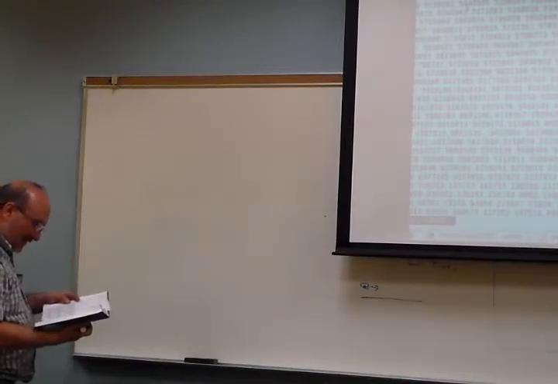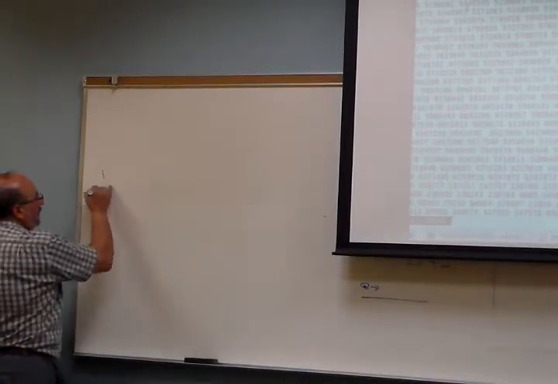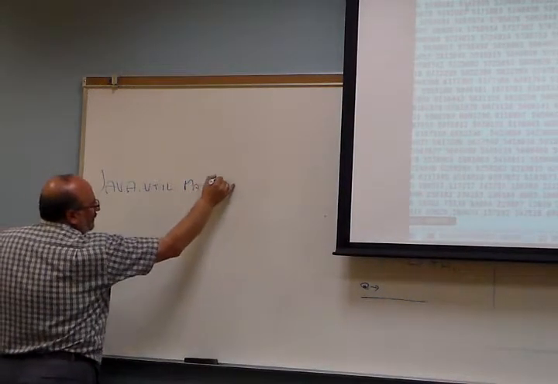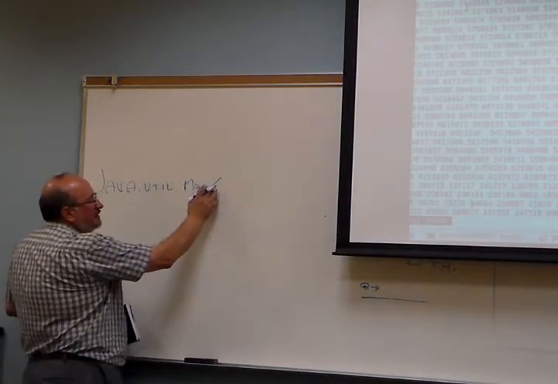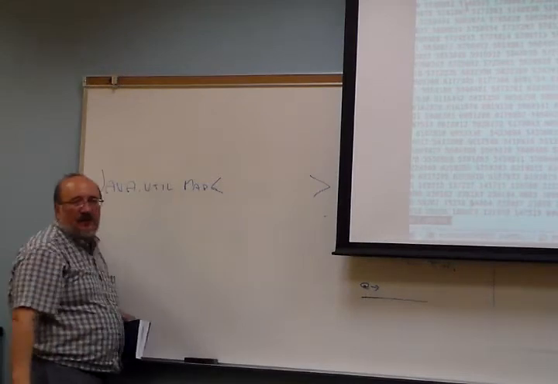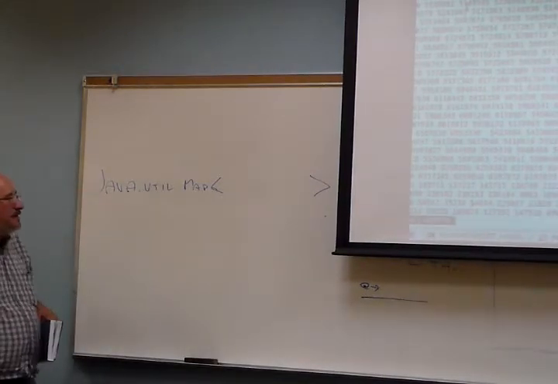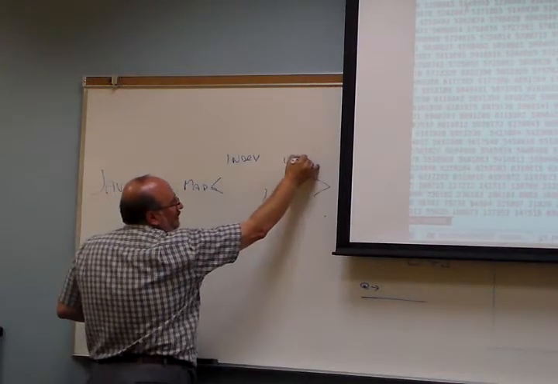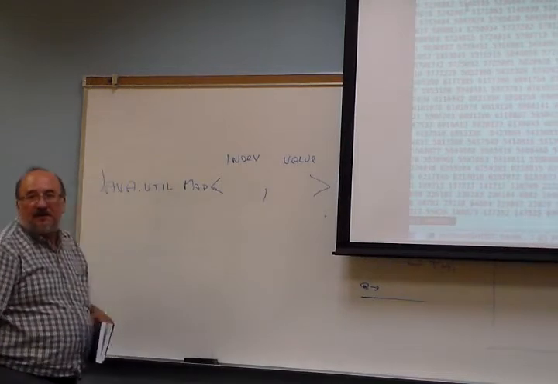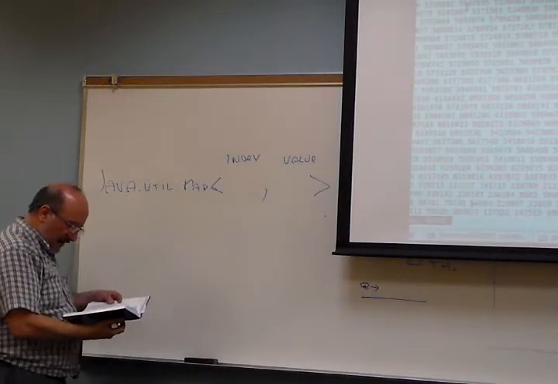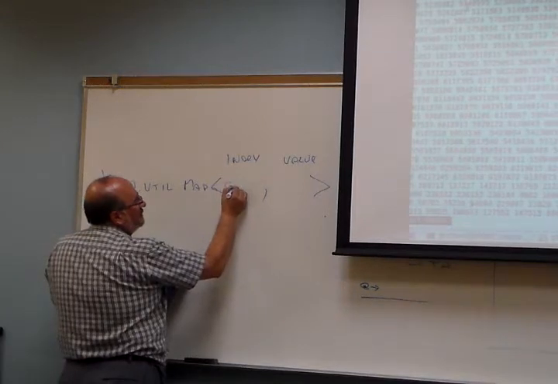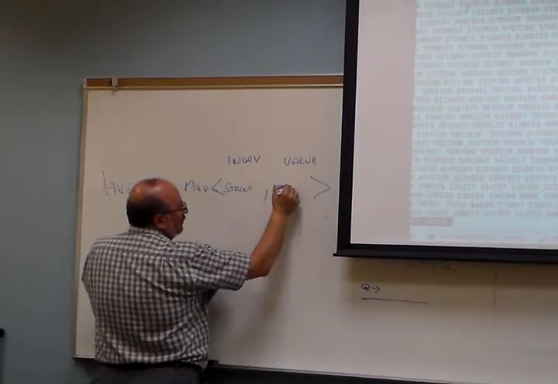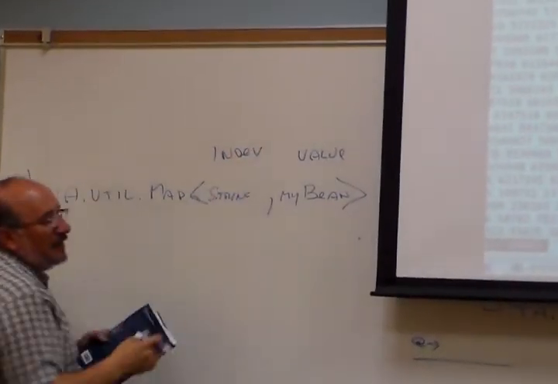There's a map utility called java.util.Map. Just like on the ArrayList, you have these greater than and less than brackets. Over here you put the index, and over here you put the value. Over here, it has the type of data, in this case a string. And over here, the value is something called myBean that he had declared before.